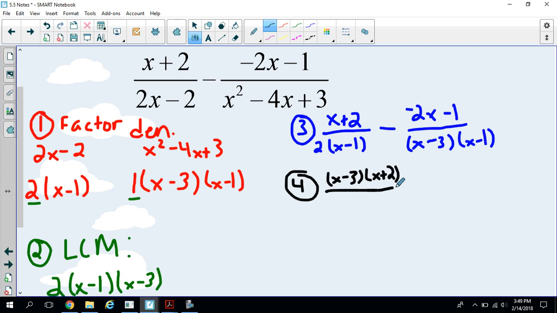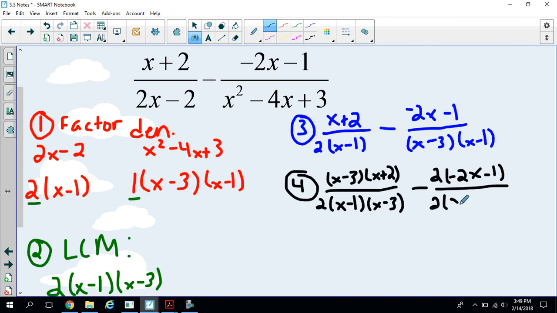So now I have a common denominator. It is going to be 2 times x minus 1 times x minus 3, minus, now notice for our second denominator we have x minus 3, that checks off, x minus 1, well we're missing a 2 here. So we will have to multiply by a 2 for our top and our bottom. So we multiply 2 times our negative 2x minus 1. And in the bottom we should have the denominator of 2 times x minus 1 times x minus 3.